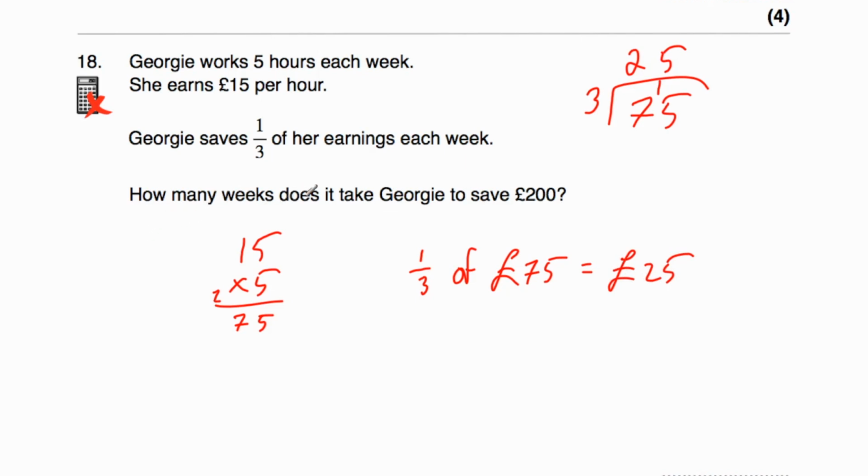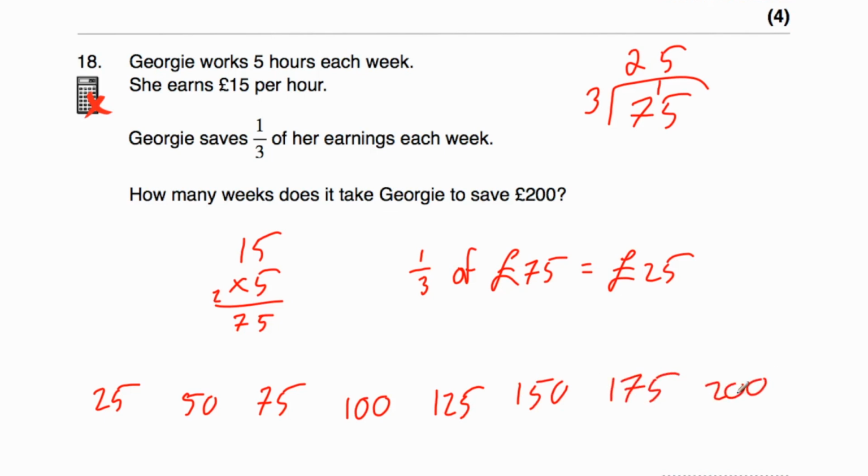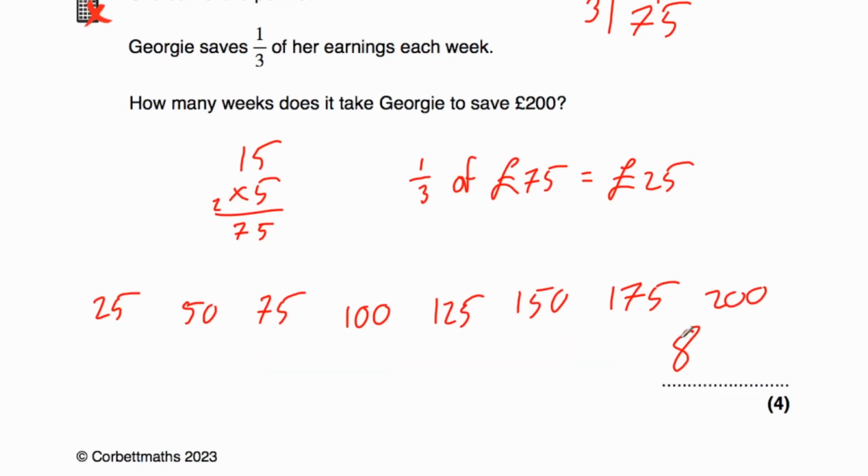And the question says, how many weeks does it take Georgie to save £200? I know it's going to be 8 weeks here because I know that 4 weeks would be £100. So 8 weeks would be £200. But let's just check that. £25, £50, £75, £100. So over 4 weeks, she'll save £100, £125, £150, £175, and £200. So it'll take 1, 2, 3, 4, 5, 6, 7, 8 weeks to save £200. So the answer is 8 weeks.